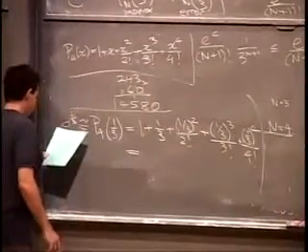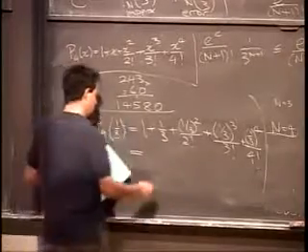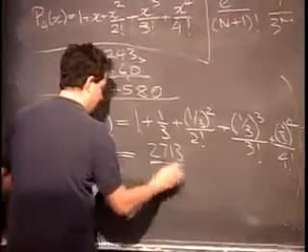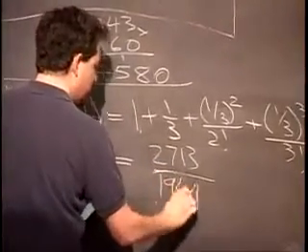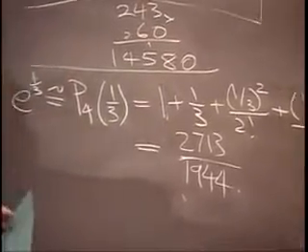It works out to be 2713 over 1944. But that might be a little bit too much to expect you to do in a final.